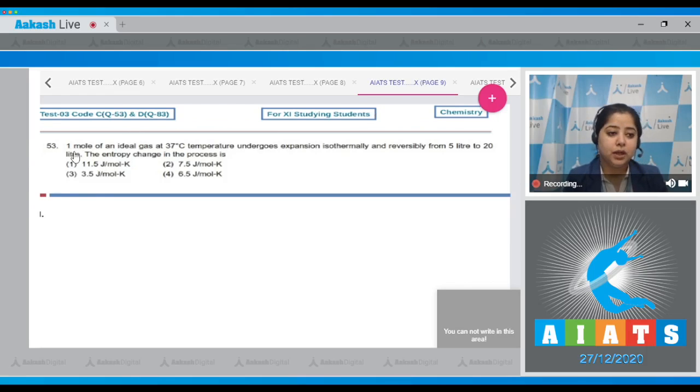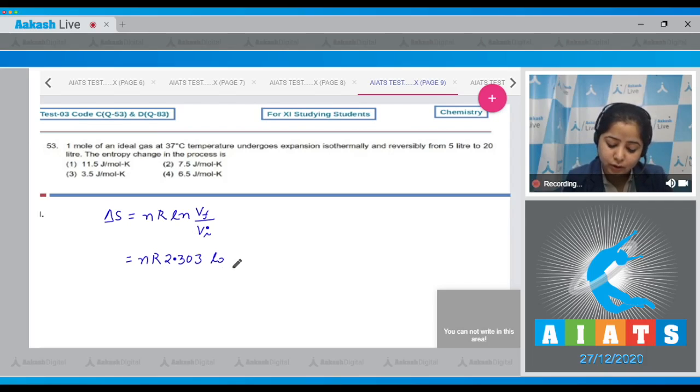Let's read it. 1 mole of an ideal gas at 37 degree Celsius temperature undergoes expansion isothermally and reversibly from 5 liter to 20 liter. The entropy change in the process is. Students, for this question, we need to know the formula for entropy. I'm writing it, students. Delta S is equal to NR ln V final upon V initial. Let's convert ln into log. So 2.303 log V final upon V initial.